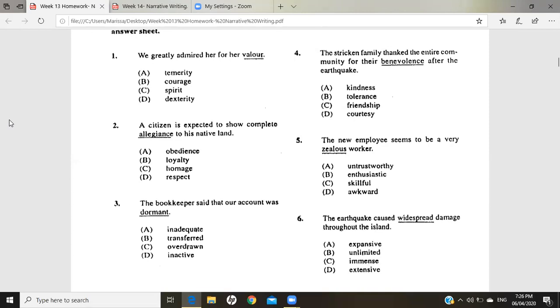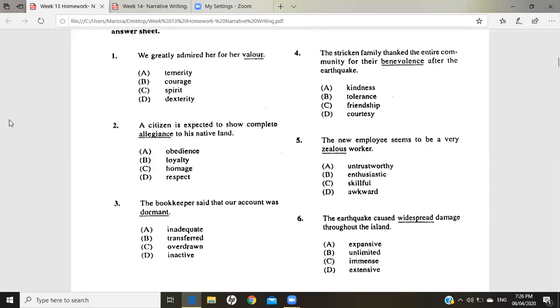And the last one for you, Jada, number 6. The earthquake caused widespread damage throughout the island. D, extensive. D, extensive. Very good. So do you all have any questions about numbers 1 to 6 with the synonyms? Anybody have any questions that they want some clarification on?